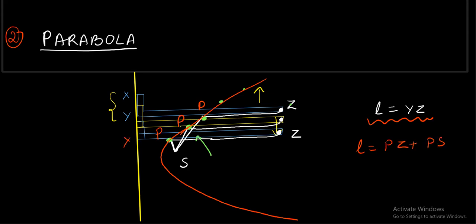But PS is also equal to PY. How can you say that PS is equal to PY? Because we know that PZ plus PS जो है ना, this is the total length of the string. And total length of the string को I can also write that this is equal to YZ. What is YZ? YZ is nothing but YP plus PZ. अब देखो PZ is already there, PY. So I can say that basically I am getting PS is equal to PY.